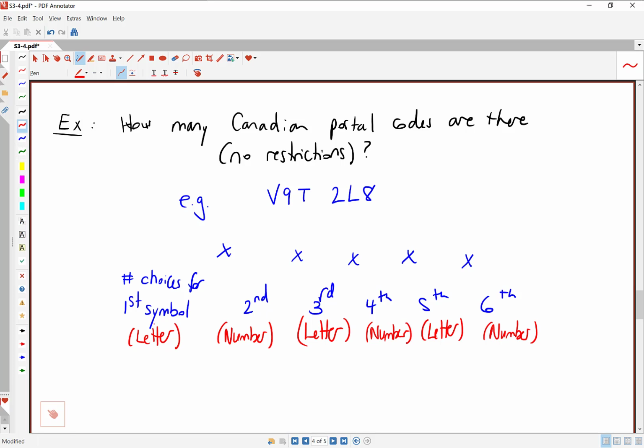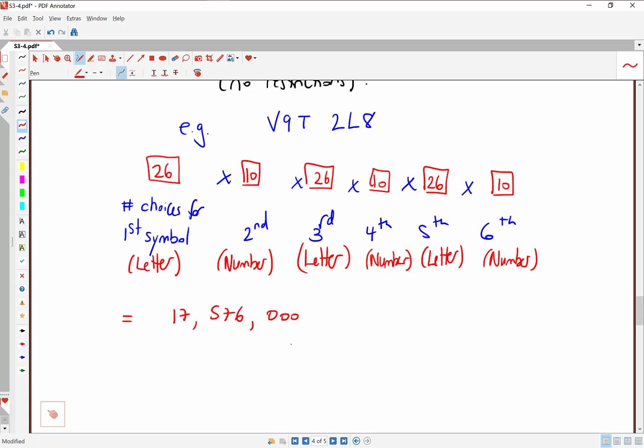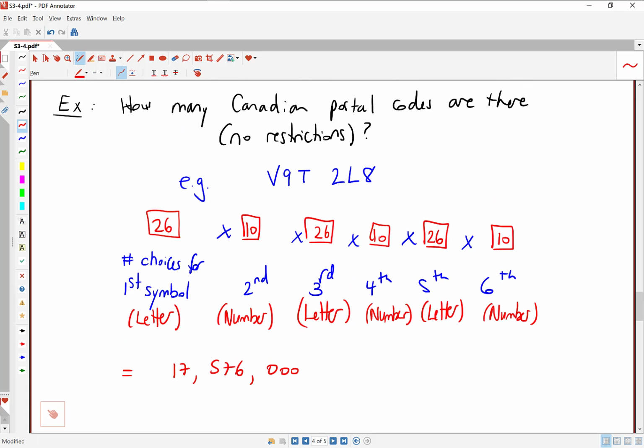And let's again assume there are no restrictions, so we can use anything 0 through 9. So let's think about our possibilities. The number of choices for the first letter would be 26, and that would be the same for the third position and for the fifth position. 26 letters in the alphabet. And then for the numbers, we're going to go 0 through 9, so that's 10 options for the second, fourth, and sixth symbol. And then to get our answer, we're just going to multiply these numbers together. Quite a big number of possibilities for how many Canadian postal codes there could be.